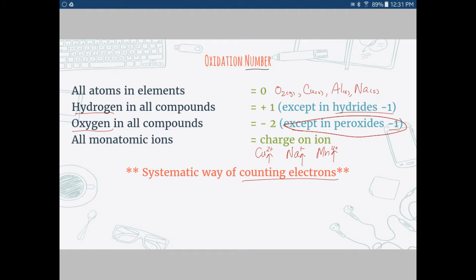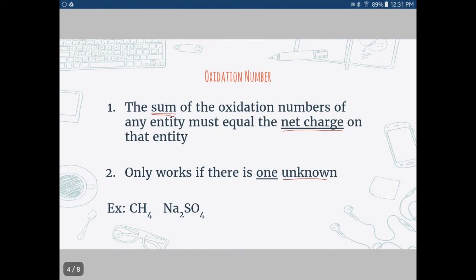Going back to my example, the way that we solve these is by writing the oxidation numbers above the atoms in our compound. I know hydrogen has an oxidation number of +1, so I have one unknown, which is carbon. When I total up all my oxidation numbers, they have to equal the net charge on methane. Methane has a net charge of 0.